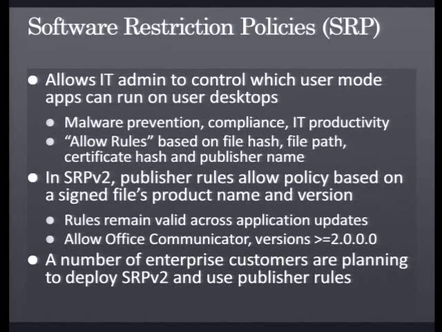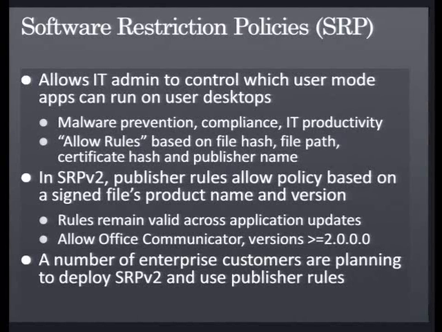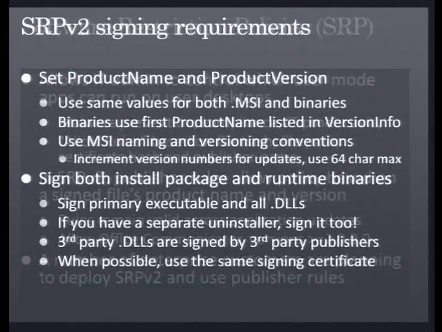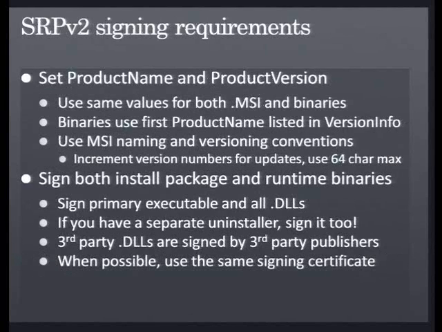In Windows 7, enterprise customers that get access to early builds are very excited about this feature and are planning to deploy it with publisher rules. If you want to make sure that your application works well in these environments, the best thing to do is follow the following requirements. One, set the product name and product version in your install package, your executable binary, and all runtime DLLs. Make sure they match.